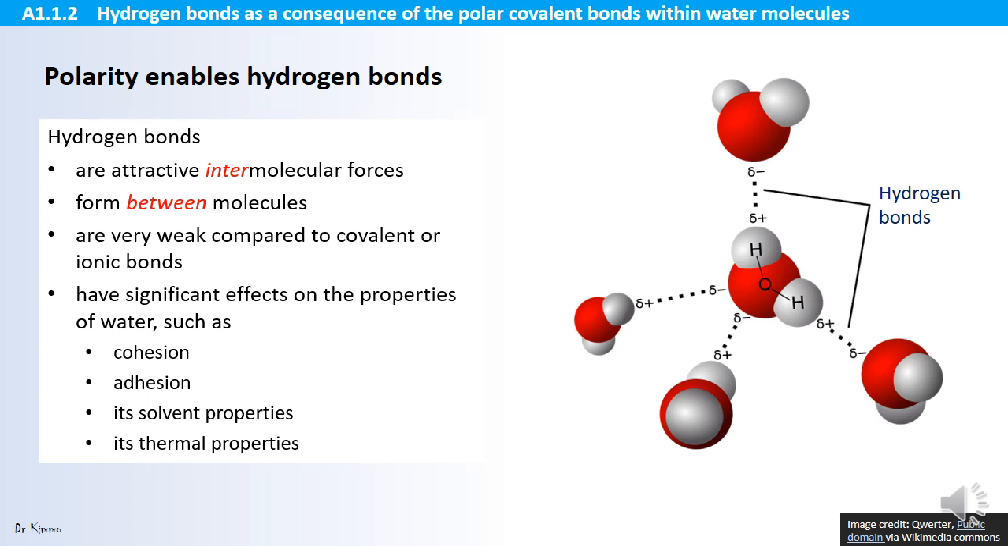Please look at the illustration on the right. The hydrogen bonds are always drawn as dotted lines, and the negative pole of one water molecule is always opposed to the positive pole of another water molecule.